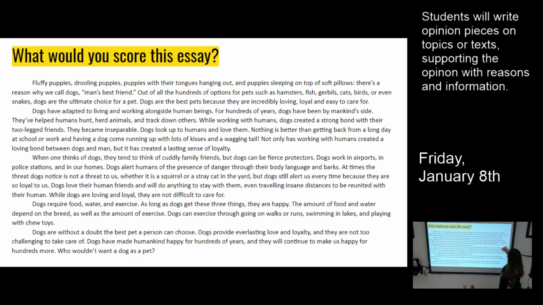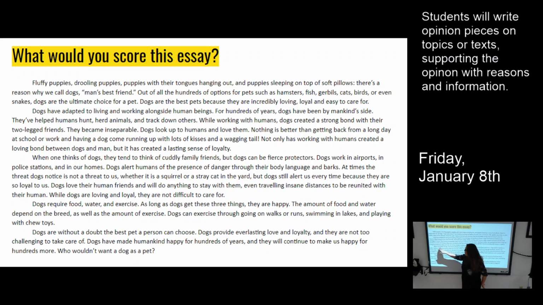Nothing is better than getting back from a long day at school or work and having a dog come running up with lots of kisses and a wagging tail. Not only has working with humans created a loving bond between dogs and man, but it has created a lasting sense of loyalty.